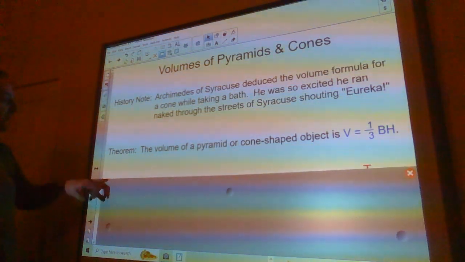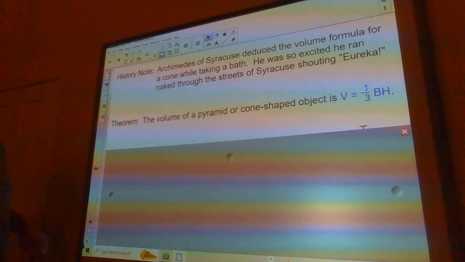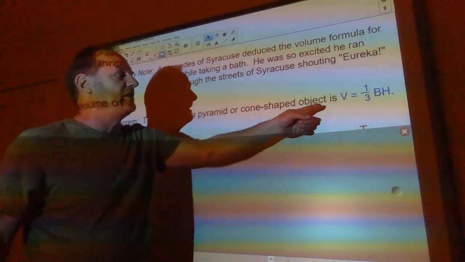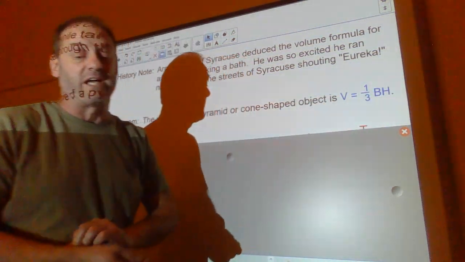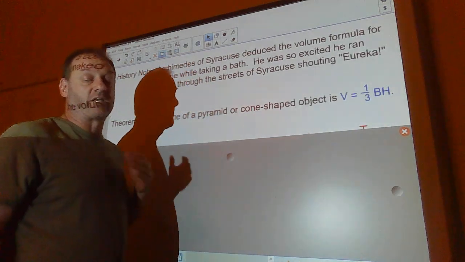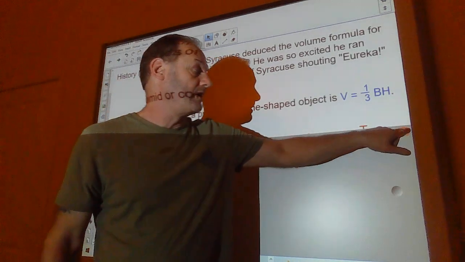Okay, here's your theorem for the day. The volume of a pyramid or cone-shaped object is V equals 1/3 the area of the base times the height. It's going to work very much like cylinders, except it's going to be 1/3.